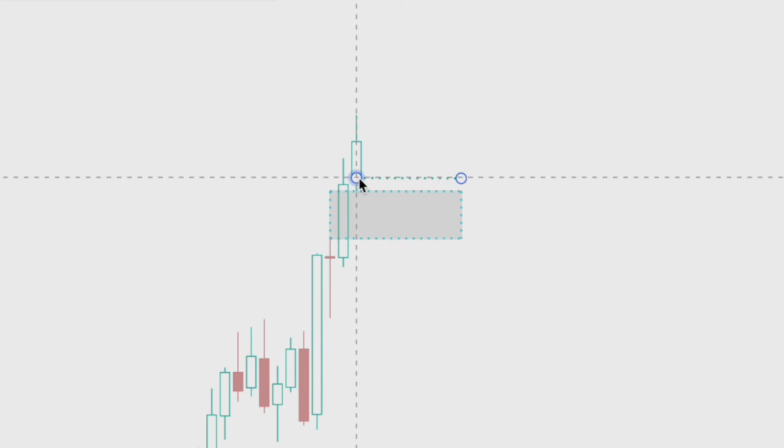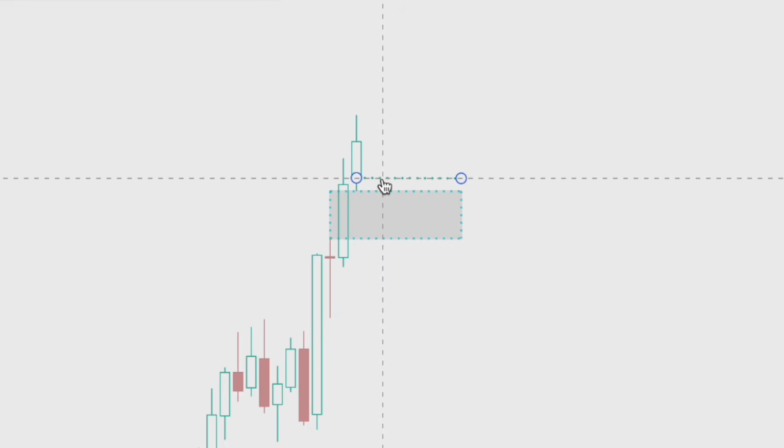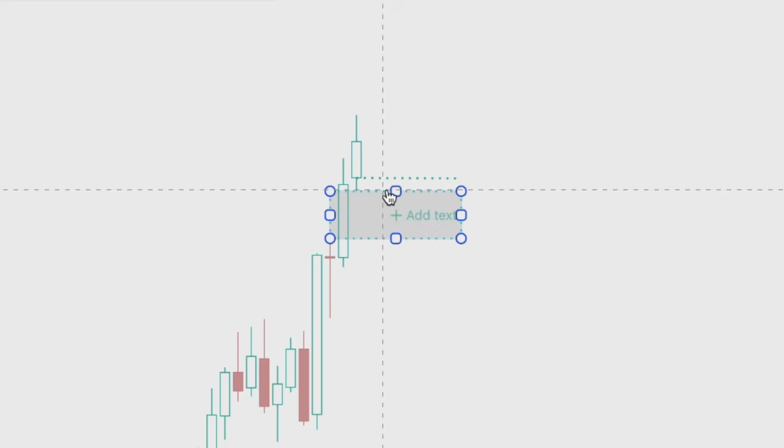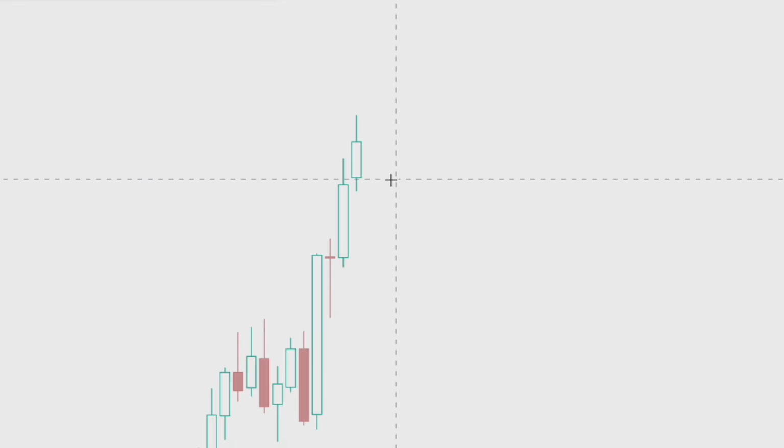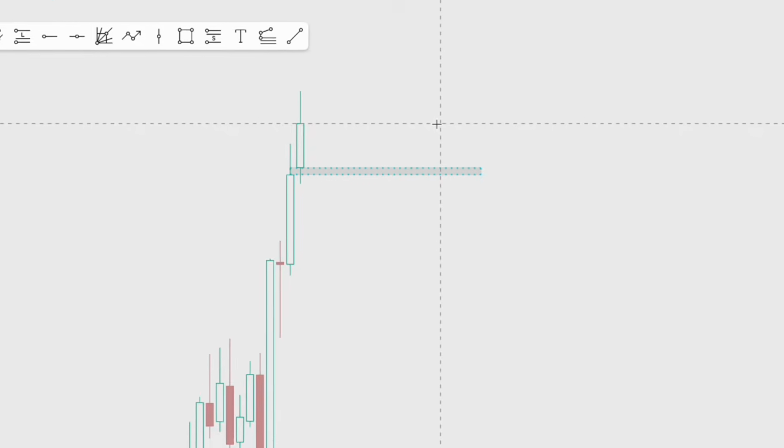Obviously, if that volume imbalance fails, then I'm going to be looking for price to come into this fair value gap, but we'll go level to level. This was the first level that I was watching today. So I'm just going to get rid of this fair value gap, and instead I'm only going to have the volume imbalance marked out.